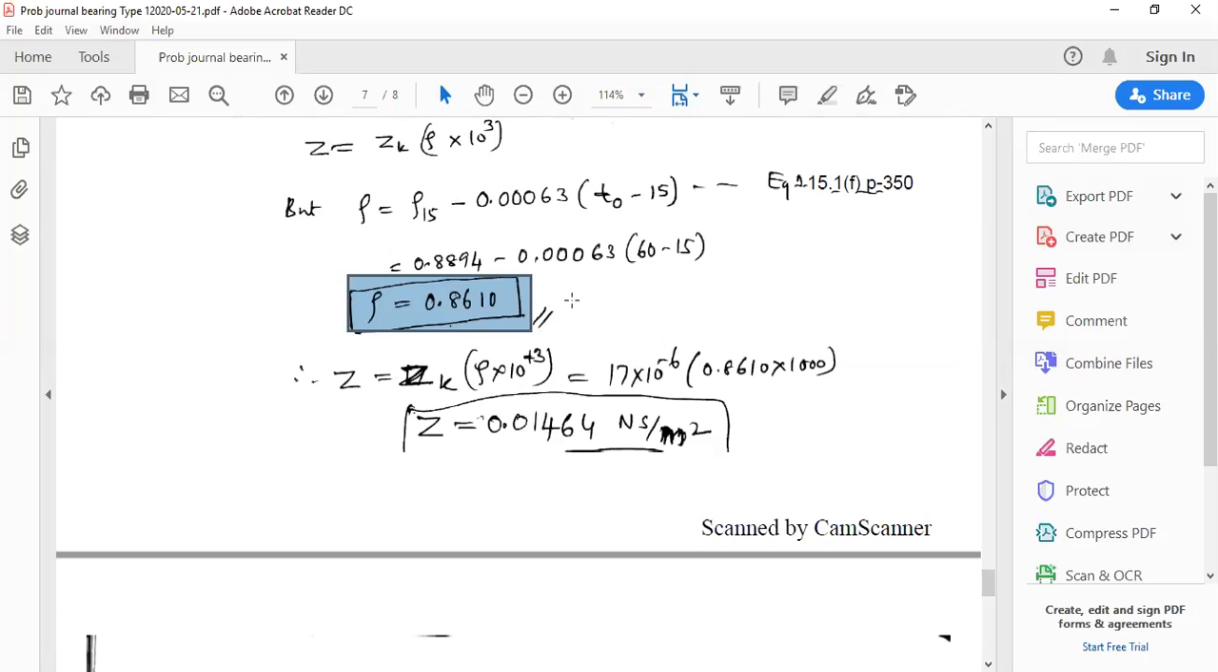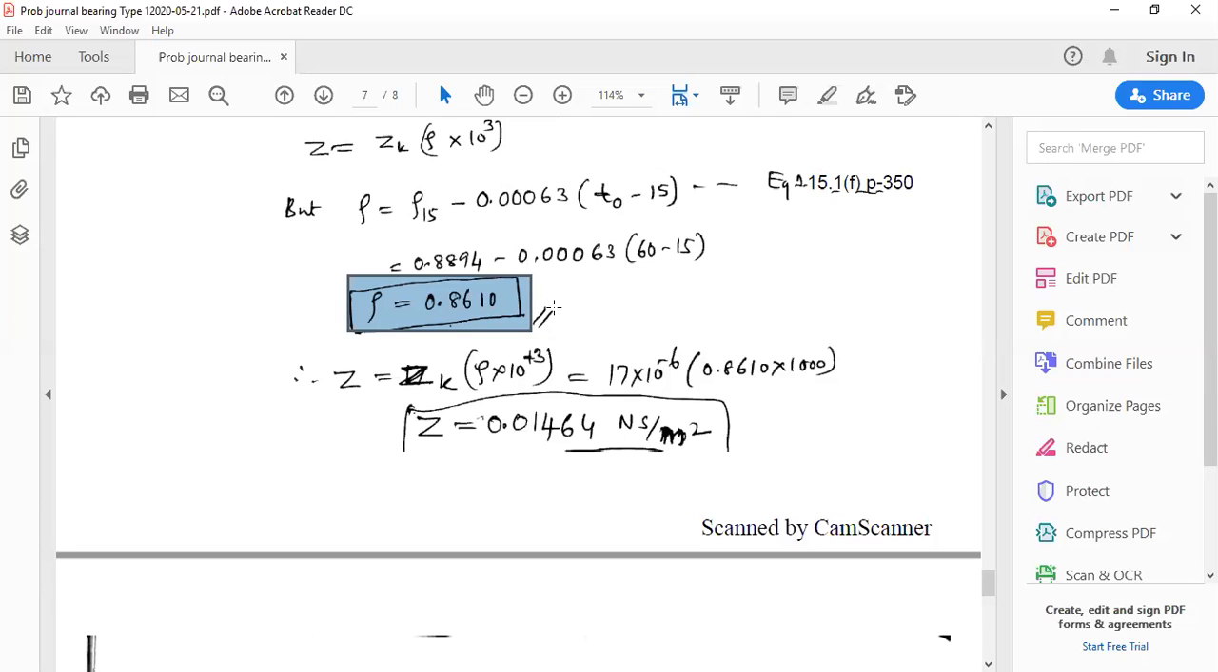0.8610, this is a unitless, dimensionless quantity. So specific gravity is defined as the ratio of the mass density or weight density of the oil divided by the mass density or weight density of the water or standard fluid. The standard fluid for this oil is water.